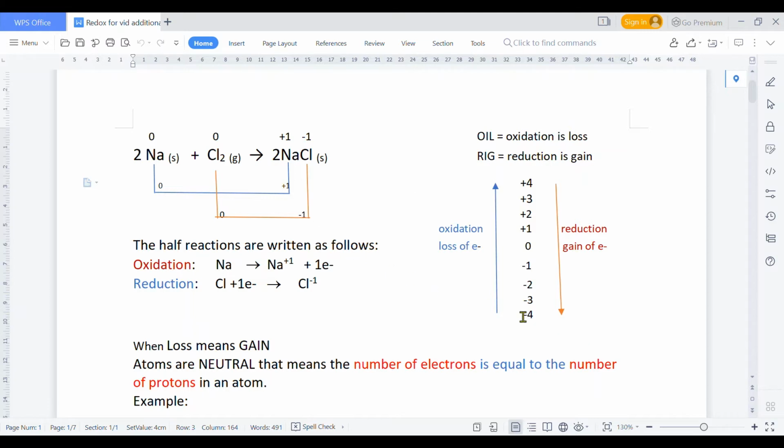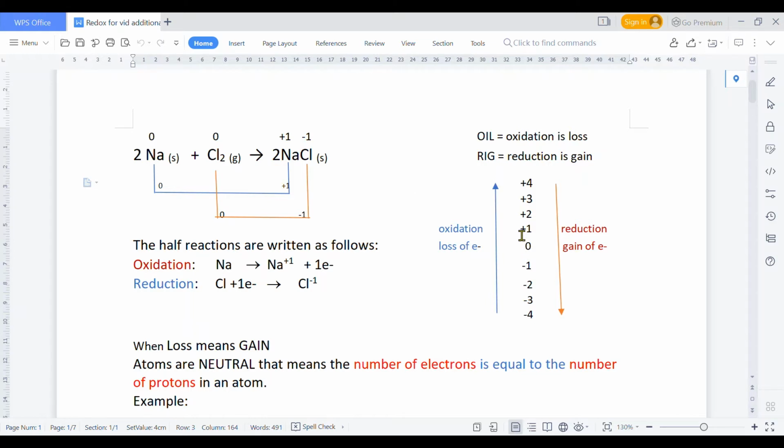We will use this figure to easily identify if the change is oxidation or reduction by following the direction of change: for oxidation upwards and reduction downwards. Now, for sodium, from 0 to +1, direction is upwards. So sodium undergoes oxidation and loses 1 electron.